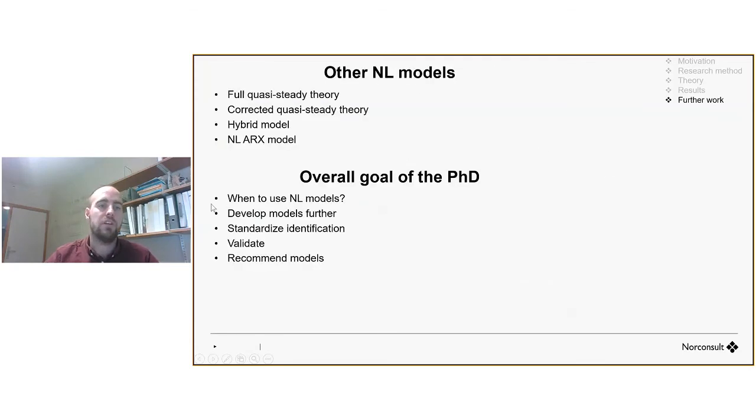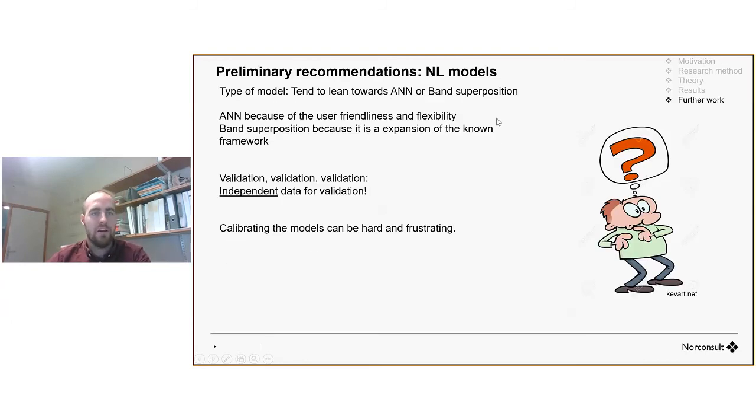Okay, and we also have other types of models. I'm not going to go into these in detail. And then we have the overall goal of the PhD, which is to find when to use nonlinear models and develop some of the models further, standardize the identification procedure, try to validate some of the models, and recommend models for engineering purposes, I guess. So I'm trying to do some guesswork and see what's going to be the conclusion of my PhD.